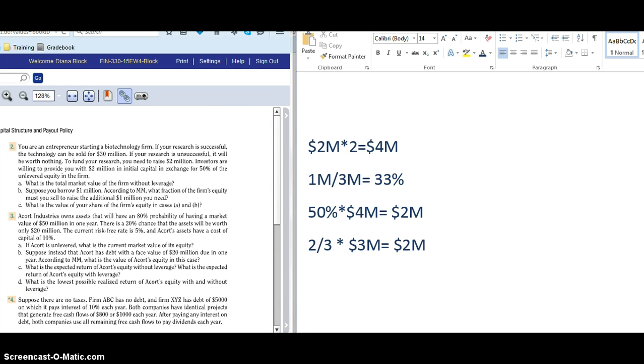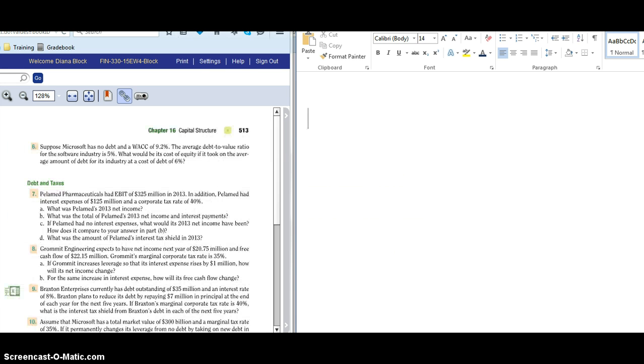I'm going to skip ahead in your textbook to problem 7. So in our textbook here, we're looking at problem number 7. It's very similar to the third problem you're going to have in Module 5. This one in the textbook says that this pharmaceutical company had EBIT of $325 million in 2013. They had interest expenses of $125 million, and their corporate tax rate is 40%. So we need to determine in Part A, what is their net income?